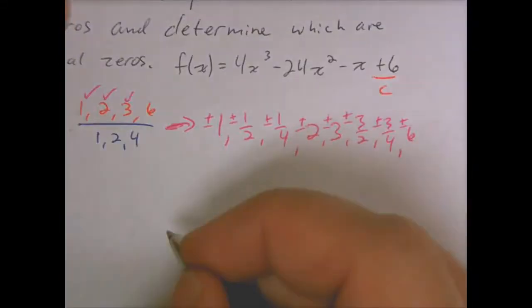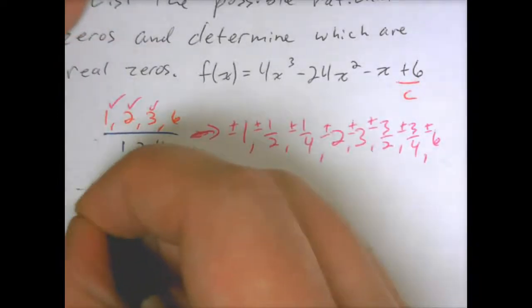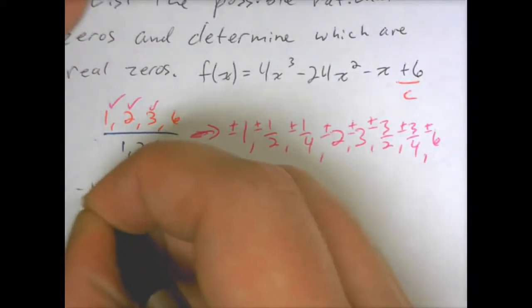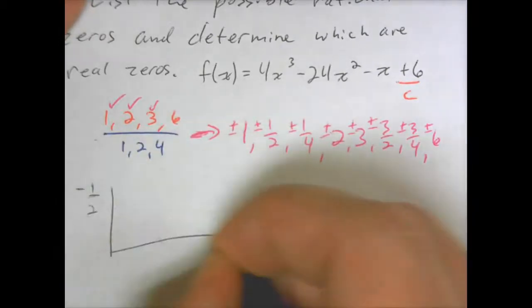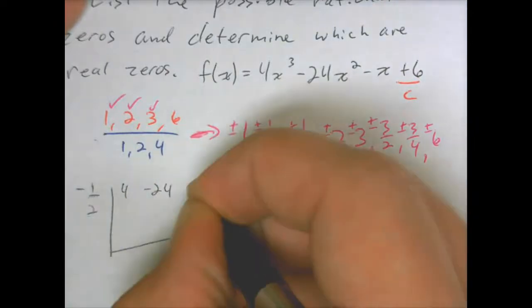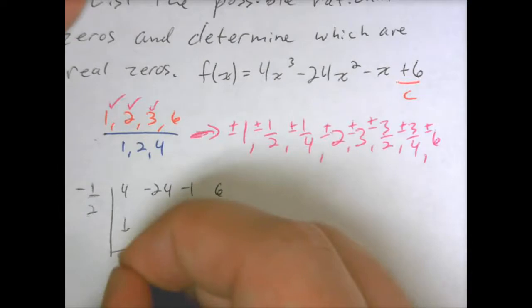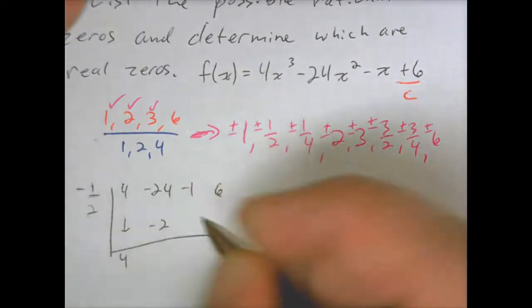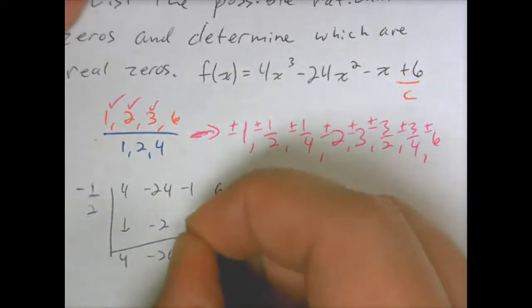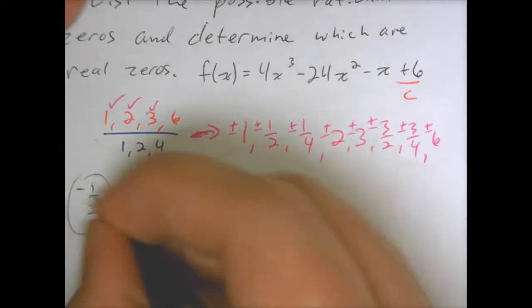So all I'm going to do to check these is just use synthetic division. So I think I have negative one half. So I'll use synthetic. 4, negative 24, 1, negative 1, 6. So 4, negative 2, negative 26, 13, 12, negative 6, 0. Hey, one half is good.